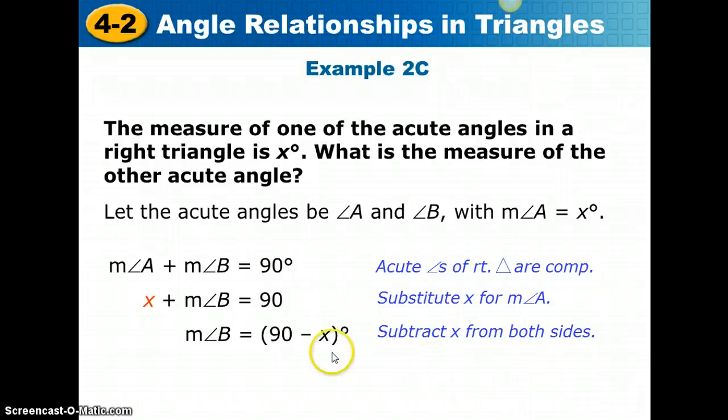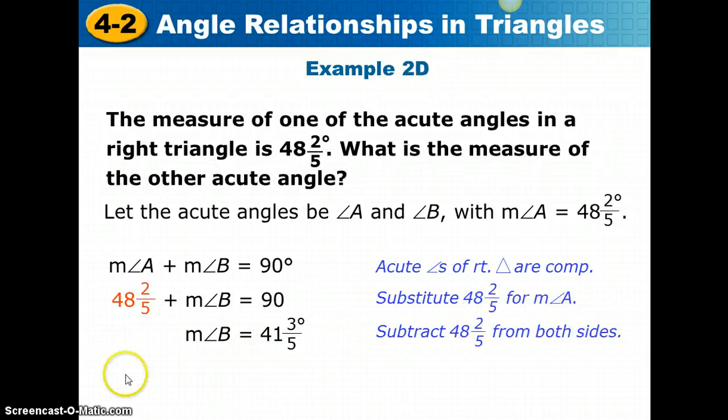Alright, you can see that for part C, we put x in for the measure of angle A, take it away from 90, and so the measure of angle B is expressed as 90 minus x. Once again, we don't know a value for x, so this is as simple as we can write our answer. And for example 2D, you should have gotten 41 3/5. If you're using a calculator and got an answer as a decimal, that would be 41.6. However, we'd prefer to have answers written in fraction form since the given information was in fraction form.